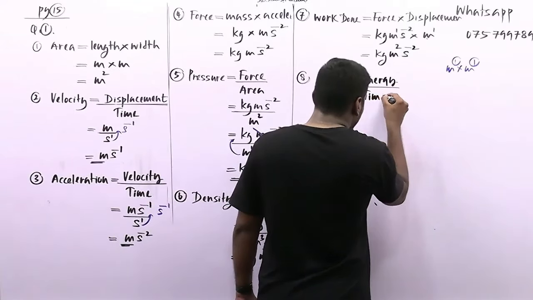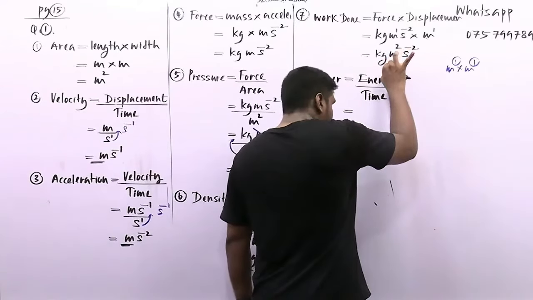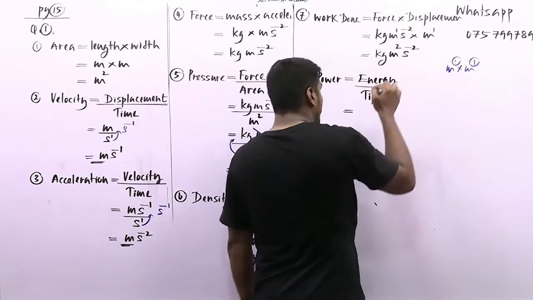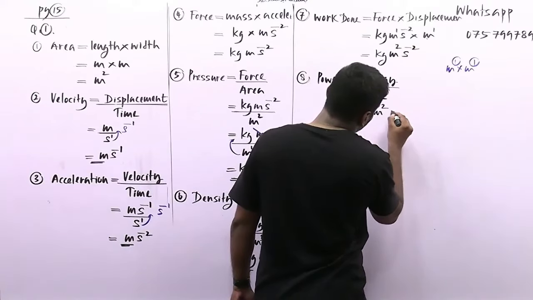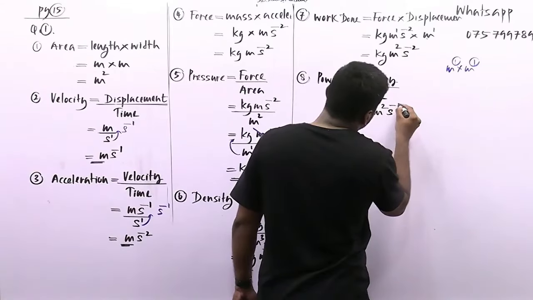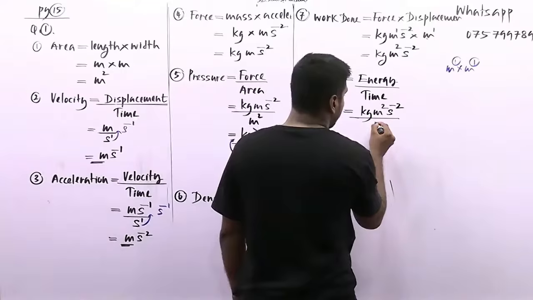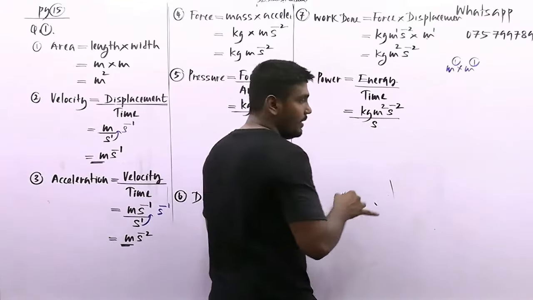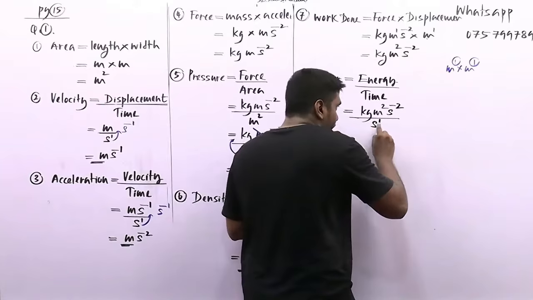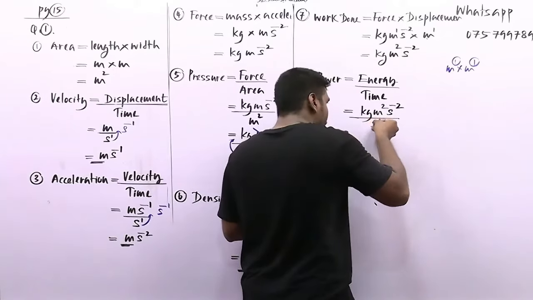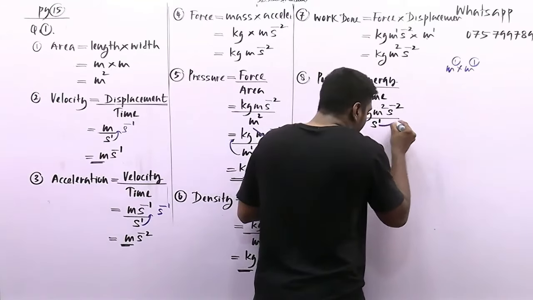SI units of energy I found that is kg m to the power 2 into s to the power minus 2, over time, which is measured in seconds. The power of second is 1. When s to the power 1 goes to the denominator, it becomes s to the power minus 1 in the numerator.